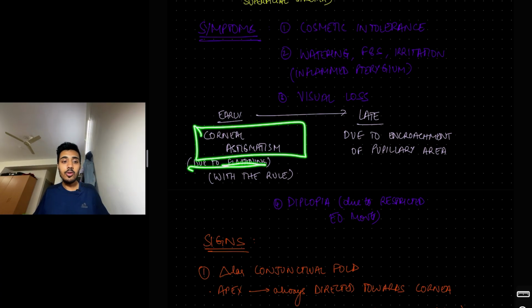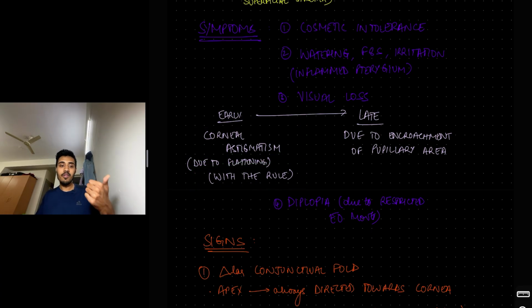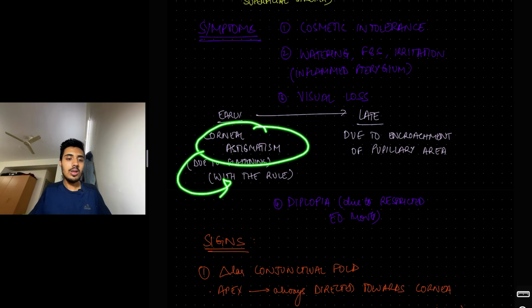And what type of corneal astigmatism? As I've mentioned in my astigmatism video, it can be either with the rule or against the rule. With the rule is when the vertical curvature is more than the horizontal curvature. And of course, a pterygium is growing horizontally. So it flattens the cornea also horizontally. So horizontal curvature decreases. So horizontal curvature is less than vertical curvature. So that is why in corneal astigmatism, you have with the rule astigmatism.